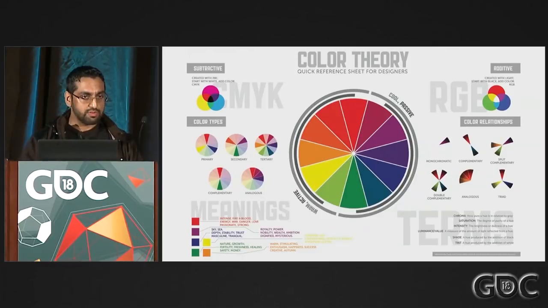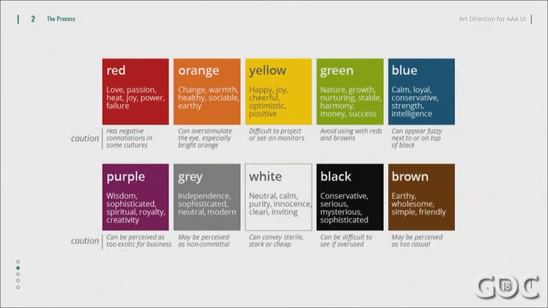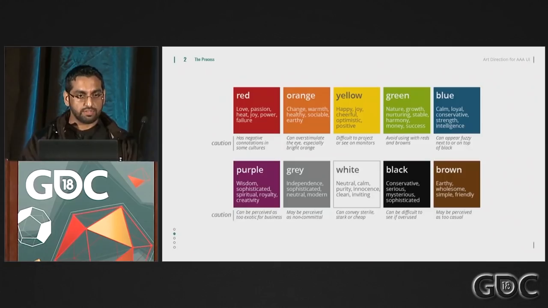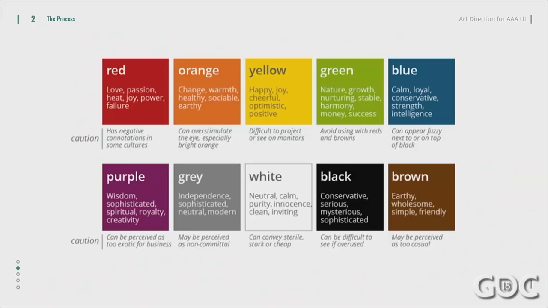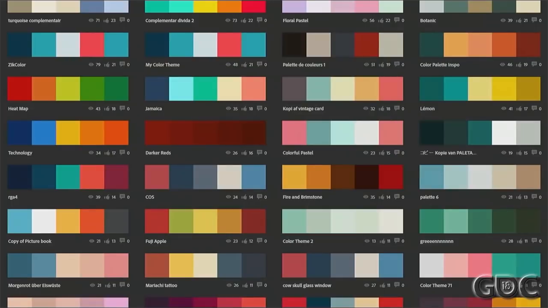So everyone kind of knows color theory, or if you don't, you can look it up. It's fairly easy. But each color has a meaning in different cultures as well. So just be wary that you might not want to use colors that might be offensive or seen as derogatory. Look up your color schemes before you actually use them, because your game is going to be AAA, so it's going to be worldwide and global. So just be wary of what colors mean in different cultures.